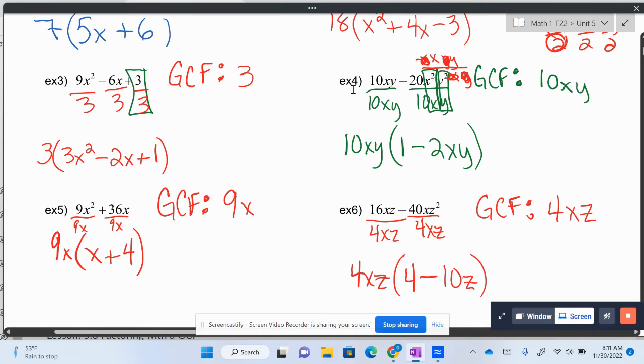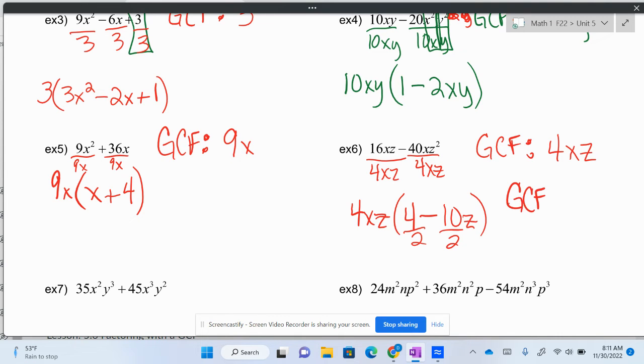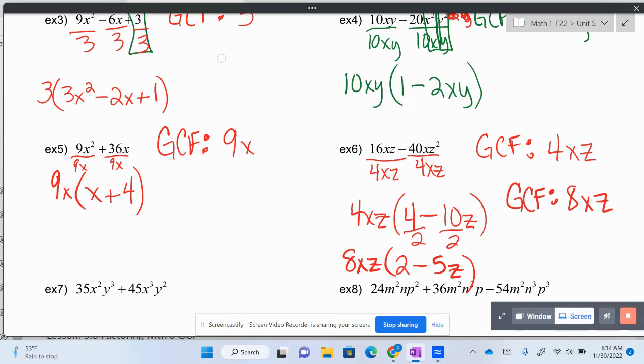What do I see with that? It's 8. Yeah, these can all be divided by 2, right? So really the greatest common factor is 8xz. 4 divided by 2 is 2. Negative 10 divided by 2 is negative 5z. So do you see how I didn't redo that one? I just continued. I multiplied the 4 times the 2. I want to show you what I did. I multiplied what I had originally times this to get this factor on the outside, and then just went ahead and did that division problem. Okay.